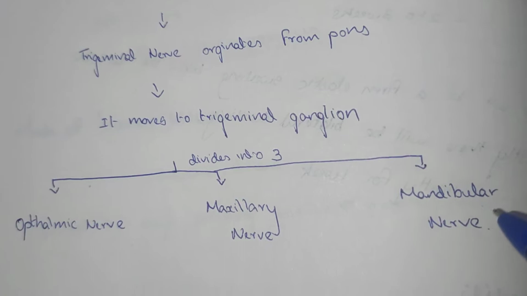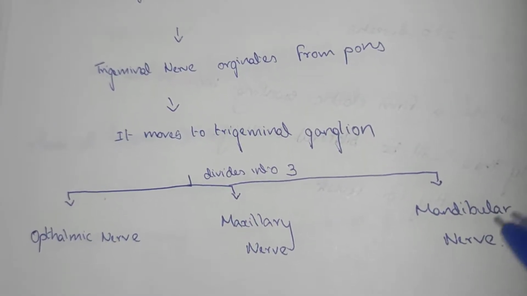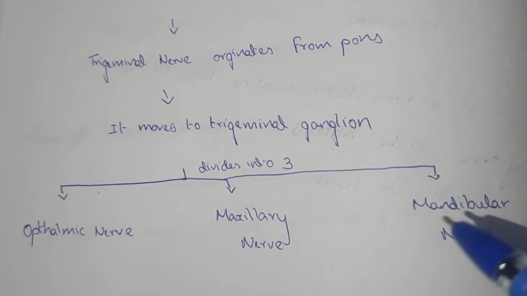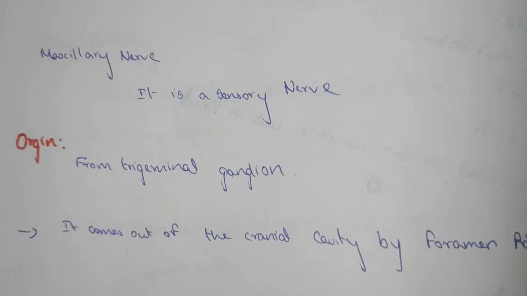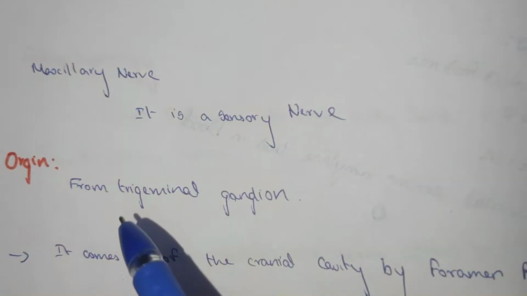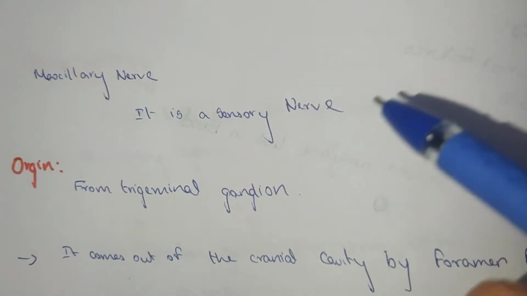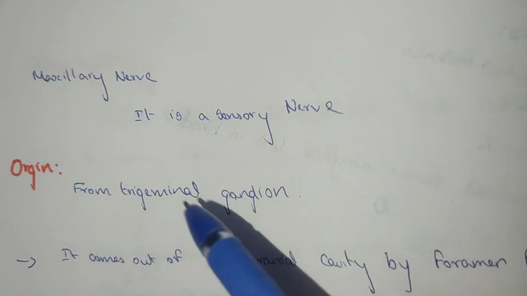This mandibular nerve is already taught in this YouTube channel. Now you will see about the maxillary nerve in this video. The maxillary nerve is a sensory nerve. But the mandibular nerve is both sensory as well as motor. Here the maxillary nerve is purely sensory.